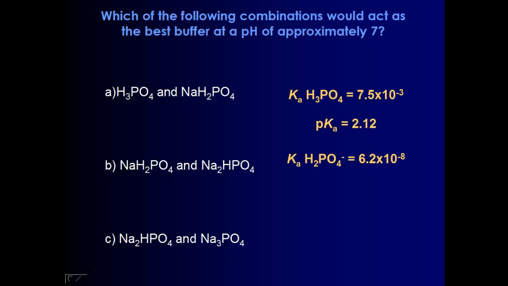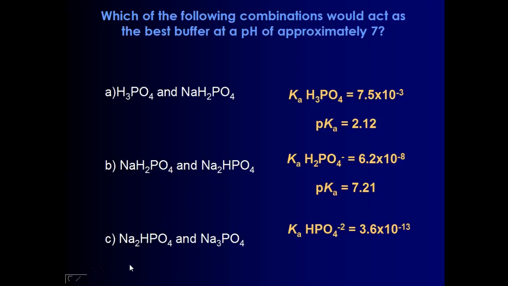In part B, Ka of H2PO4- is 6.2 times 10 to the negative 8. So your pKa would be roughly 7.21. That one wouldn't be nearly as hard to get. You would probably need to add a little bit more of the acidic component of your buffer, but you would still have relatively large amounts of both components.